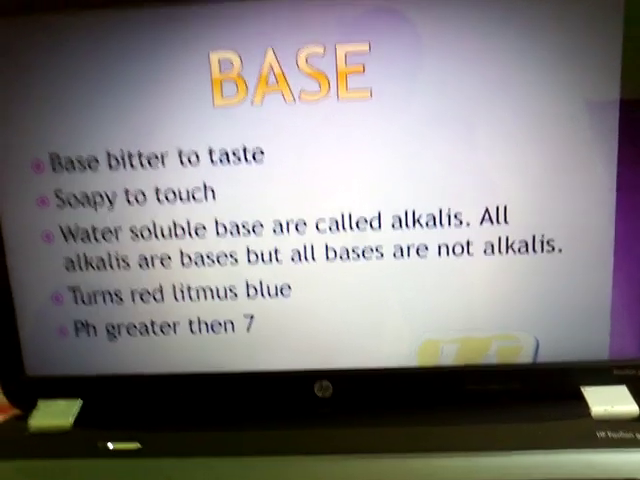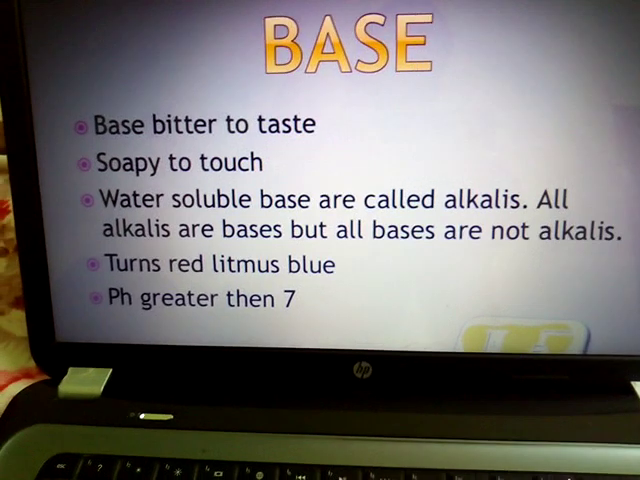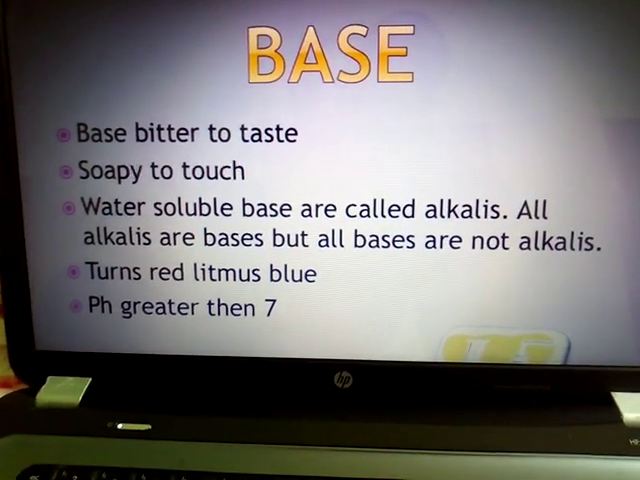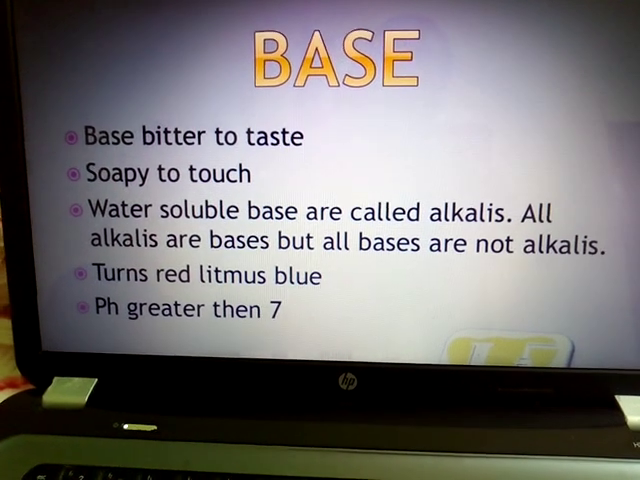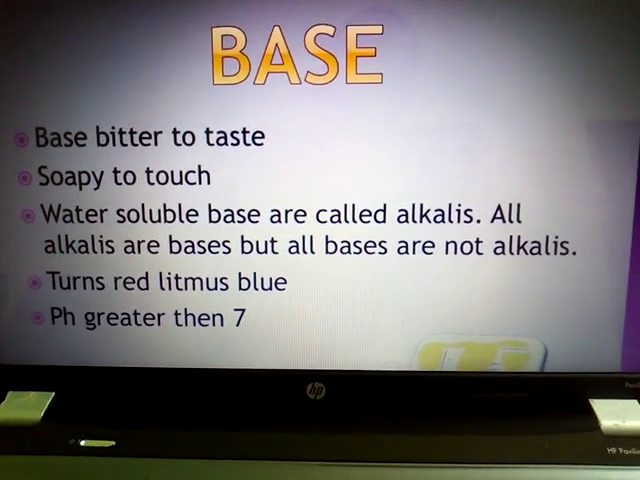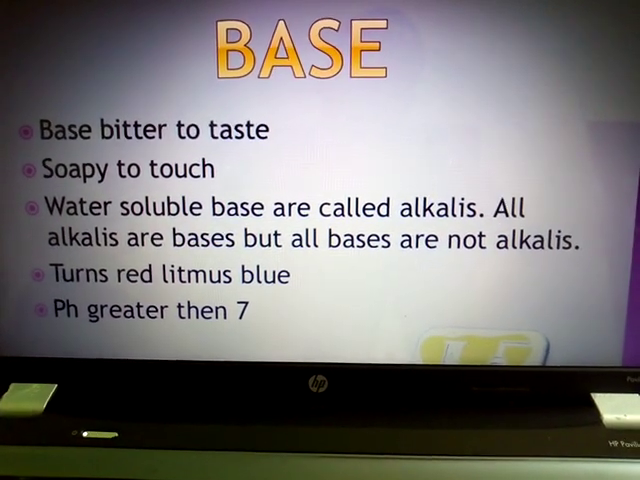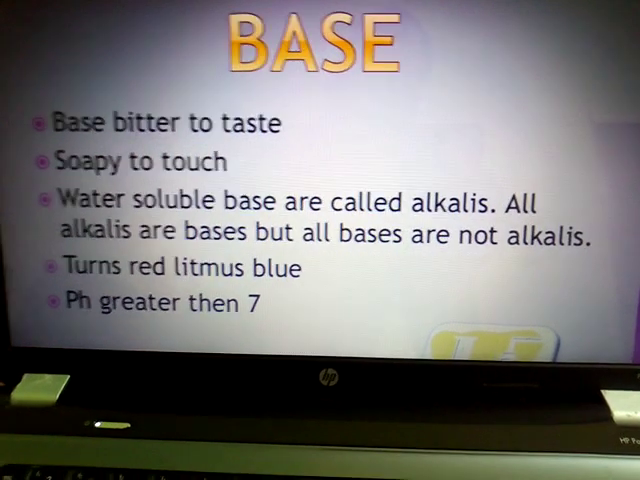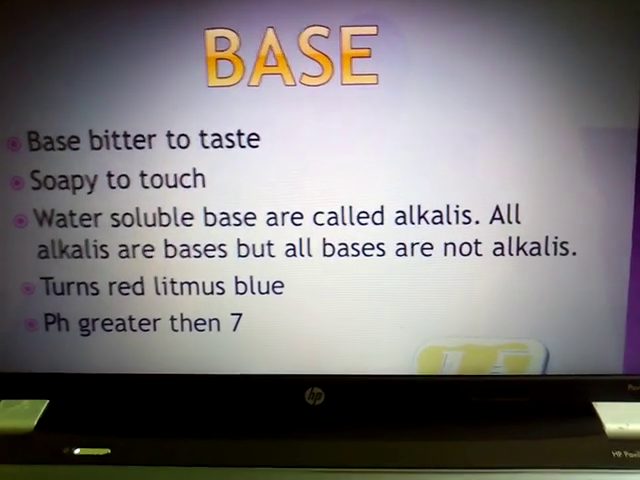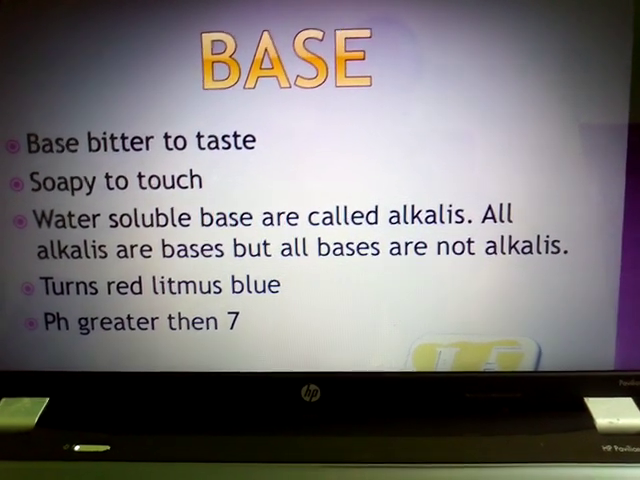Okay, and any substance which has a pH of 7 is neutral, neither acid nor base. Any substance which has a pH value of 7 is neutral in nature. For example, water: if you take water and taste it, water has no taste, neither is it acid nor base. So water is a good example of a neutral substance which is neither acid nor base.